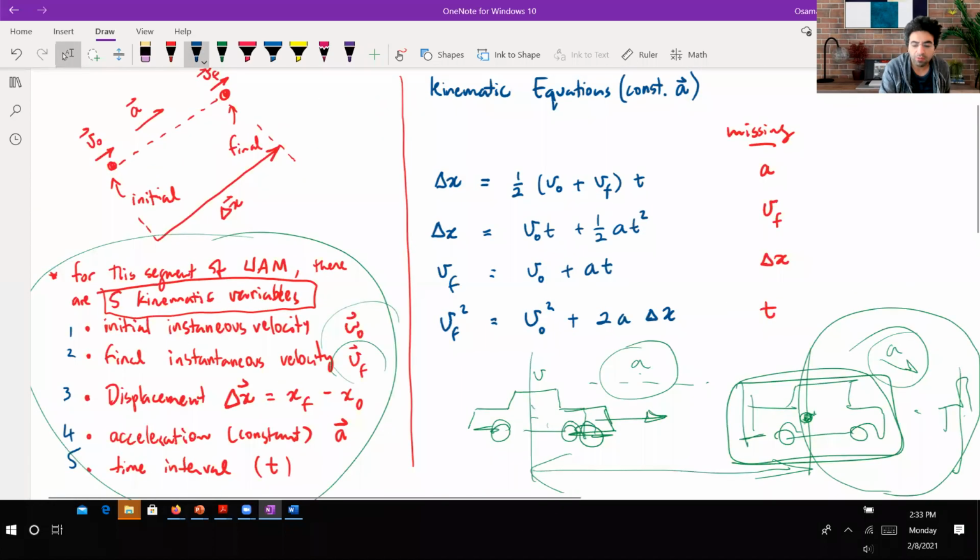And since we've labeled which variables are missing from the equations, you find that this is the equation you would use. It has the things that you have: the initial velocity, the acceleration, and the time. And it has the thing that you're looking for, which is the final velocity. It doesn't have the displacement in it. It doesn't appear anywhere in this equation, but that's good because I don't have the displacement and I don't want the displacement. So this would be the equation that I would use.